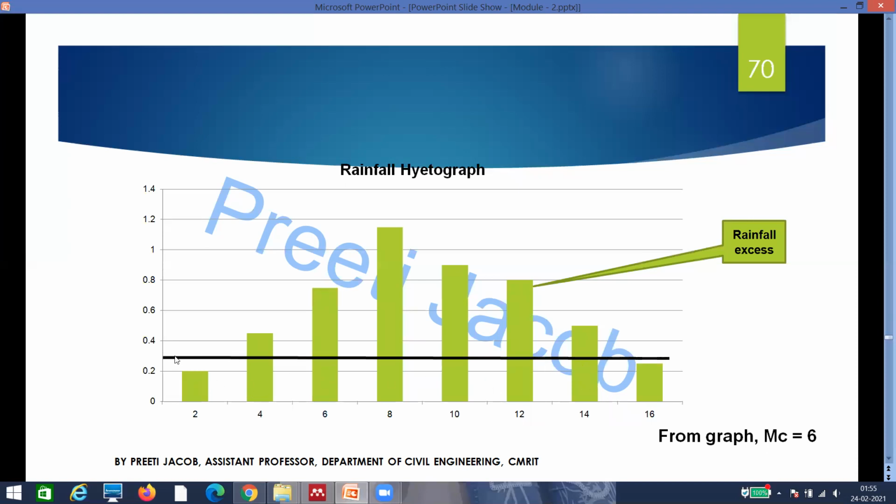Now remember that anything above this infiltration only will cause my rainfall excess. I had assumed all my rainfall is causing rainfall excess. But when we substitute the value like that, we are getting the infiltration index as 0.263. Now, if I take that as the margin, I have only 6 values, 1, 2, 3, 4, 5, 6, which is causing rainfall excess. So this 6 is nothing but your MC value. So from the graph, I'm getting MC is equal to 6.